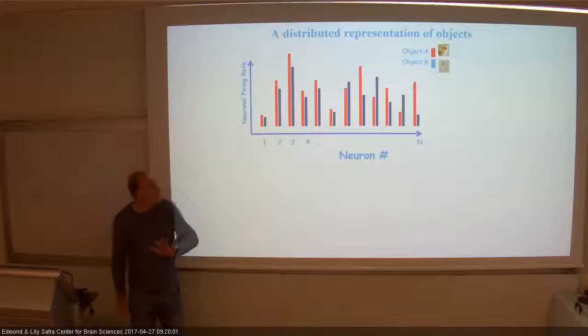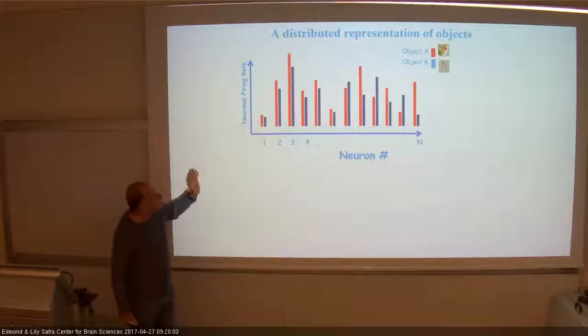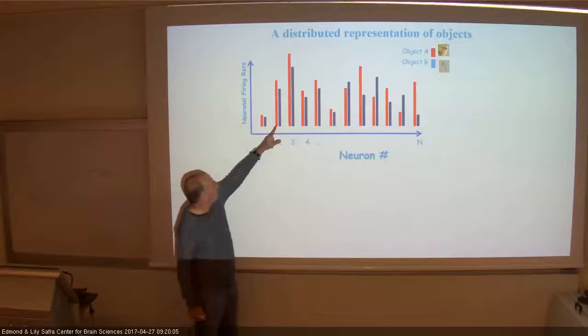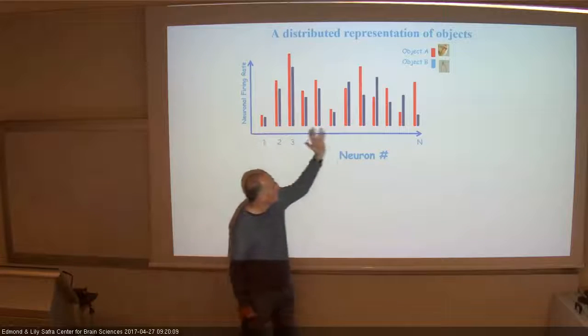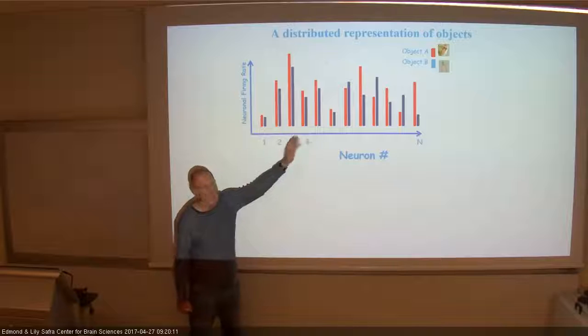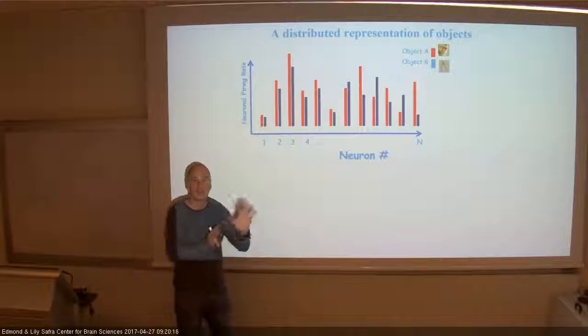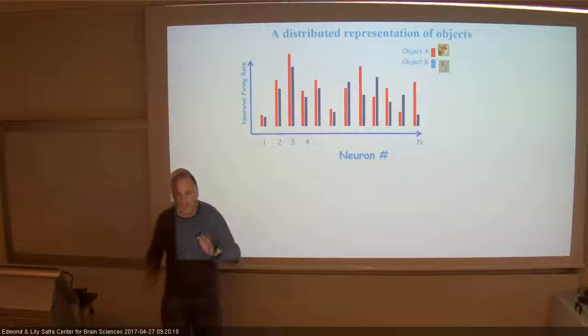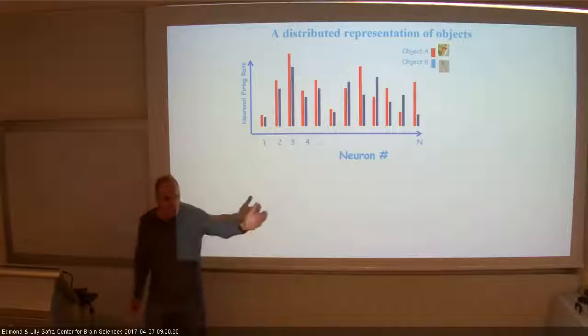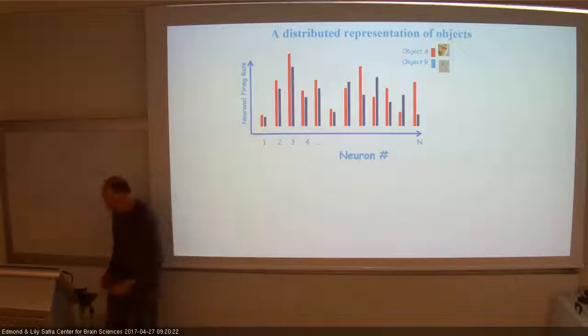Okay, so when we're talking about a distributed code now, we're thinking that you shouldn't look at one cell and see how it's responding to one object versus another, but you should look at the vector of responses you get for one object and another, and see the difference between them. And you'll hear all about this in the coming lecture. So this is where I stop, and okay, the first lecture we'll hear now.